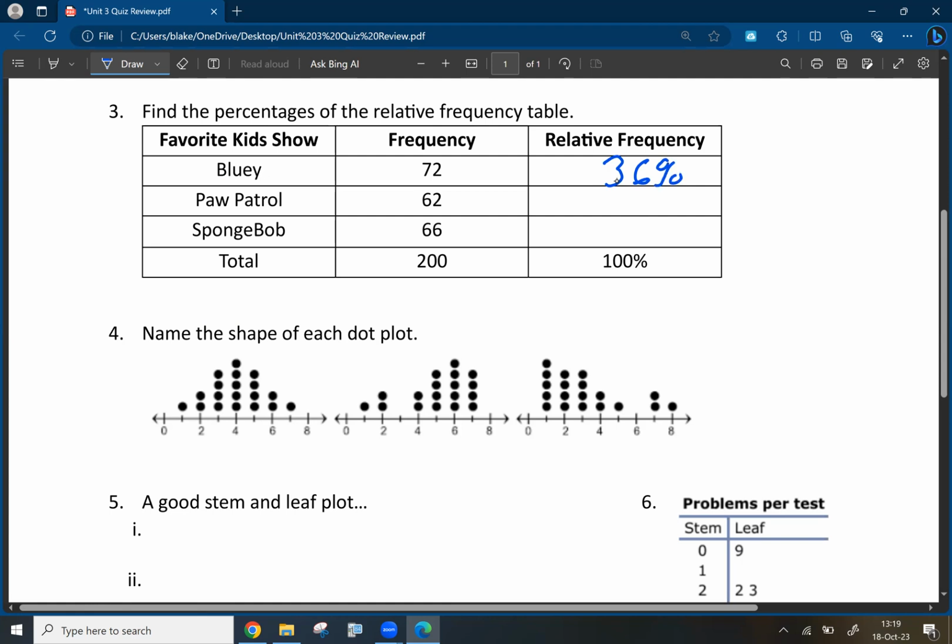62 out of 200 is 31%. So of course you can divide them, right? 62 divided by 200. 66 out of 200, 66 divided by 200 is 33%. And this should add up to 100. 36 plus 31 plus 33 is 100. So it checks out, works out.